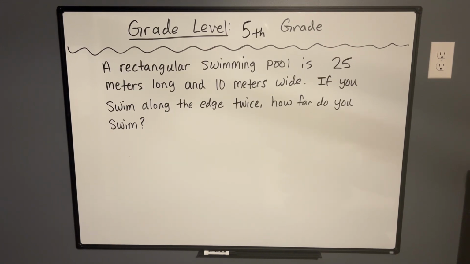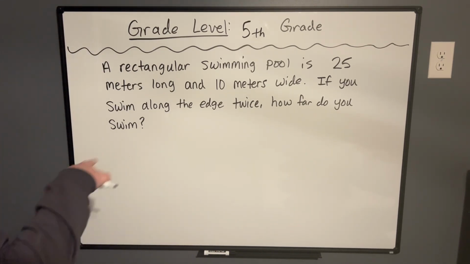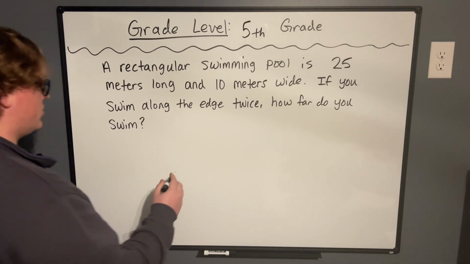All right, so here we are in our last year of elementary school in 5th grade. So this one says, a rectangular swimming pool is 25 meters long and 10 meters wide. If you swim along the edge twice, how far do you swim? So what we're looking for here is the perimeter, right, of our pool, and we need to multiply that by 2 because if we swim along the edge, we're actually finding the perimeter.